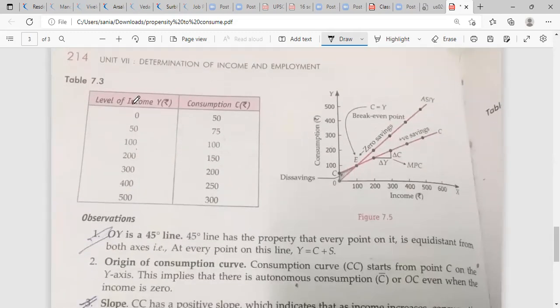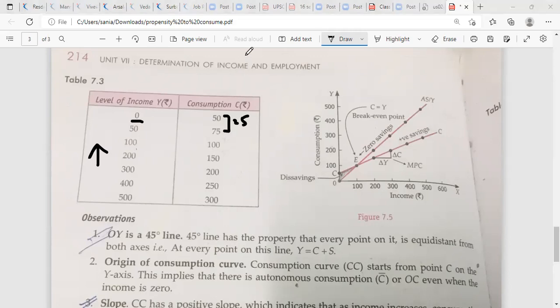See, you can see the level of income is 0, 50, 100, 200, 300, 400, and 500. So what's happening? Your income is increasing, right? And because of that, your consumption is increasing: 50, 75, 100. Over here, you can see what the gap is. The gap is 25, right? Is it? Yes? No? Yes, students?